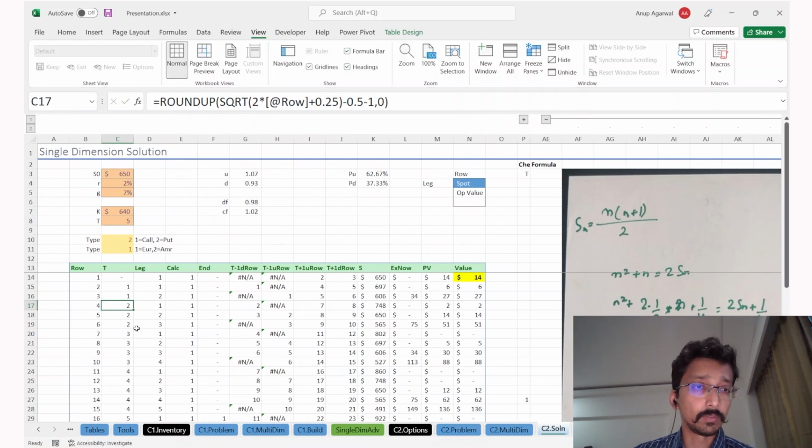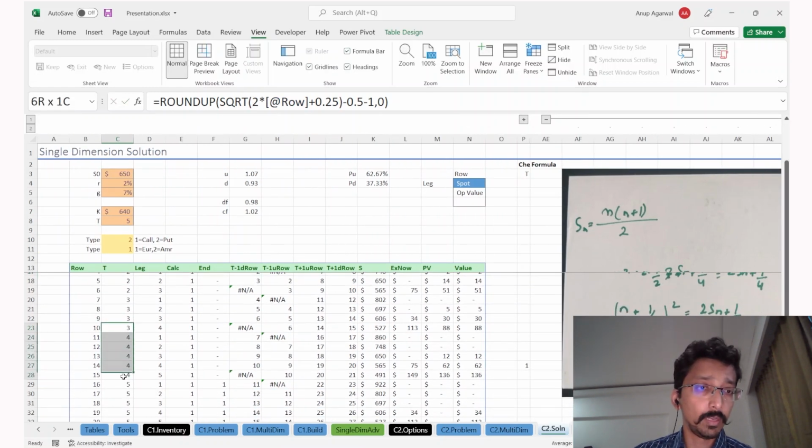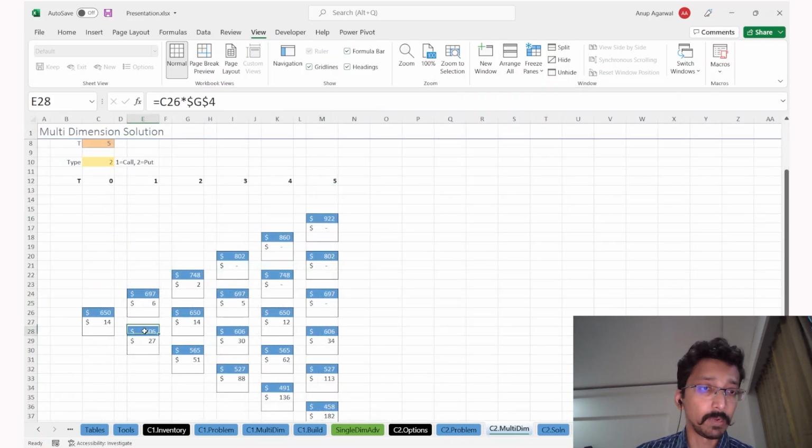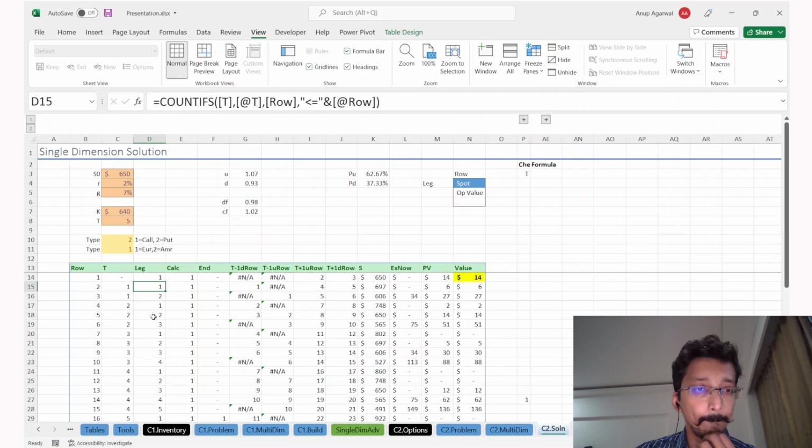So that turns these row numbers into which time period it belonged to. And then these parts show which leg it is. So this is leg 1, leg 2. This is leg 1, 2, 3. This is 1, 2, 3, and 4, and so on.